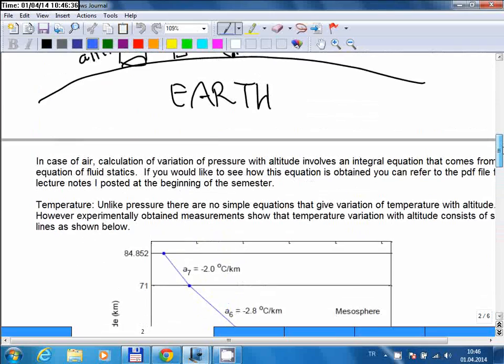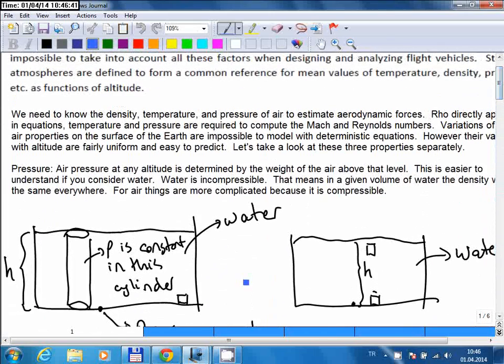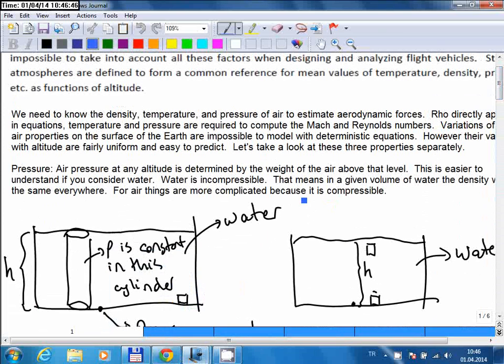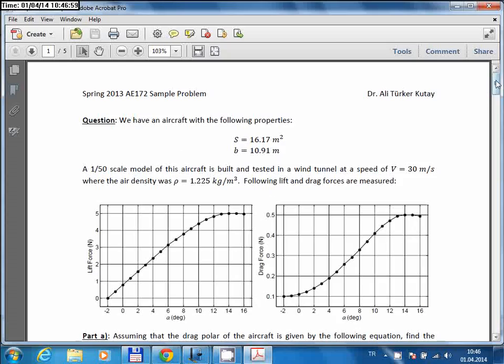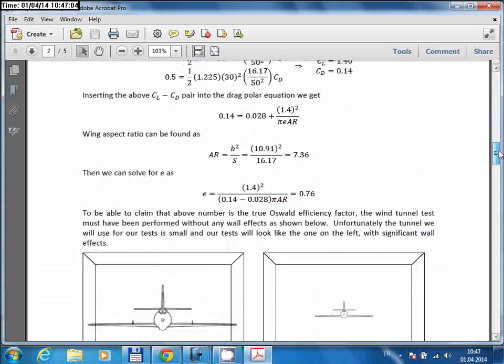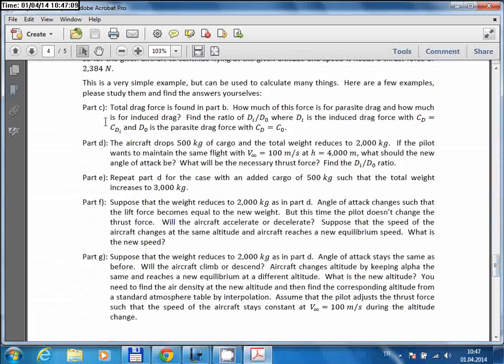Okay, so if we again start with a summary of our last lecture, first I showed you a simple problem, if I remember correctly, that shows how these aerodynamic coefficients are used. That was, I think, a nice problem, and I suggested you study it. There are additional parts of this problem which I didn't talk about in class, but especially before the second midterm, you should definitely take a look at these other parts and you should solve them.